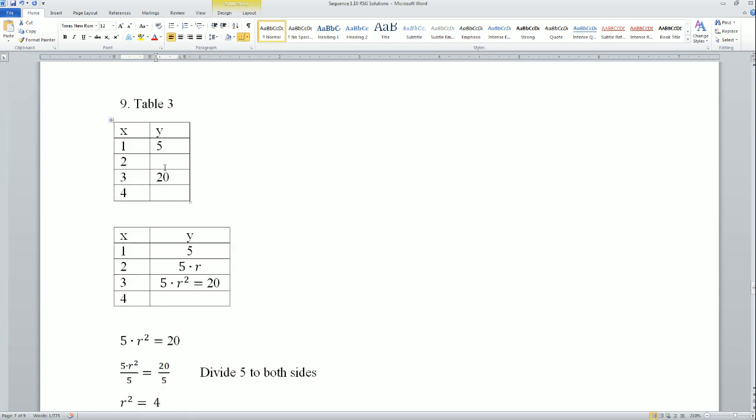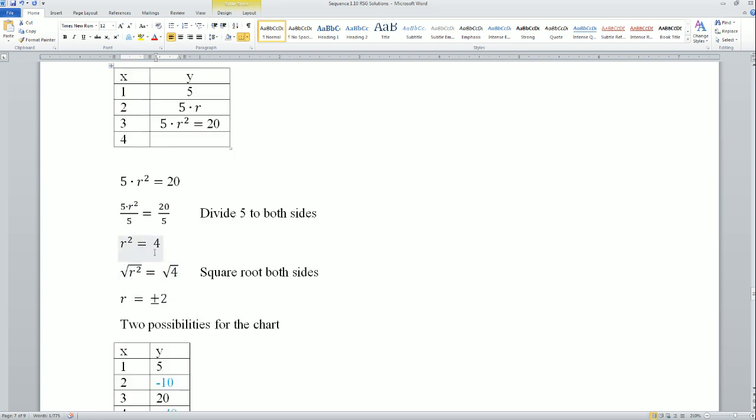Let's do 9. I start with 5, blank, then 20. So to go from 5 to the next term, it's 5 times r. The next term after that is 5 times r squared. 5 times r squared is equal to 20. So I set up the equation, divide by 5 on both sides, I get r squared equals 4. Square root both sides, I get r is equal to plus or minus 2.